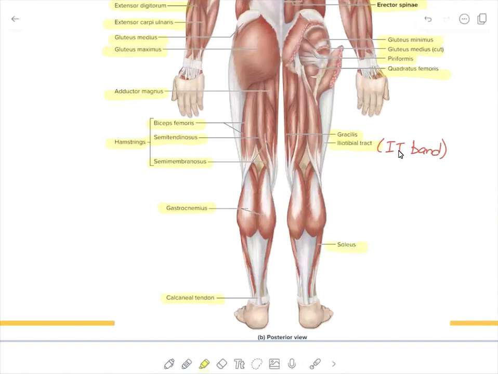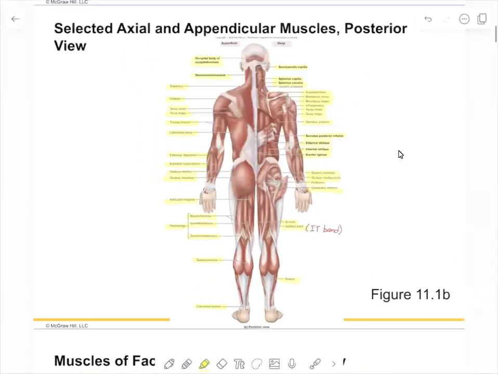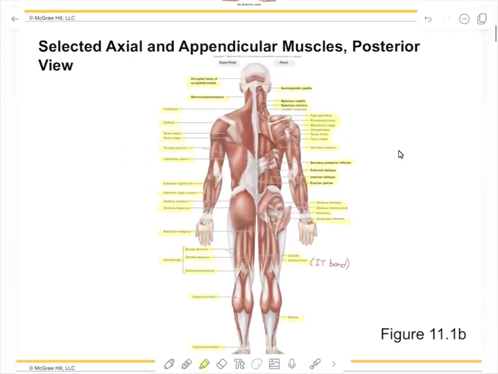So that's just a little introduction of some of the muscles to know. And in the subsequent videos, we're going to go over the specific region, and I'll point out the main functions of some of the specific muscles that you should know.